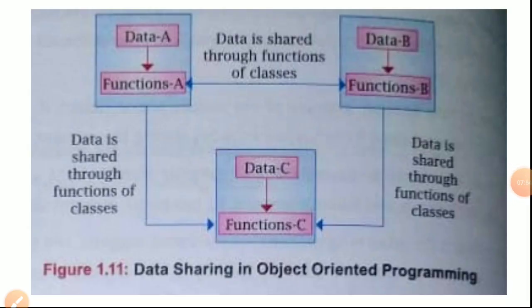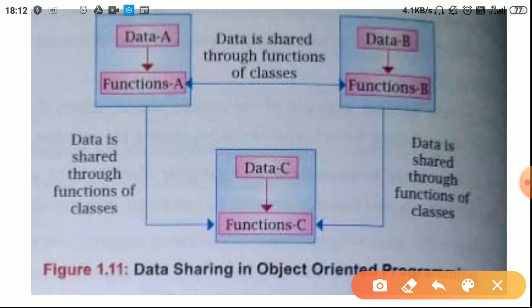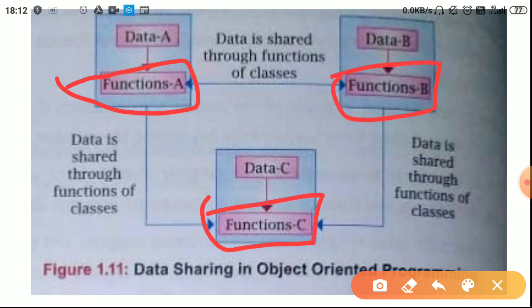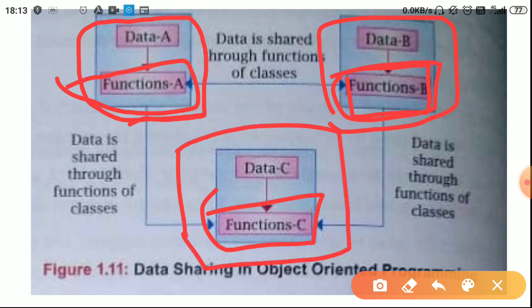Okay, so here you can see that there are functions A, then functions B, and then functions C. But if you notice, these functions are enclosed in a single entity, isn't it? Function B is enclosed within this block. Functions A is enclosed within this block, which contains data A as well, and similarly functions C is in this block which contains data C.